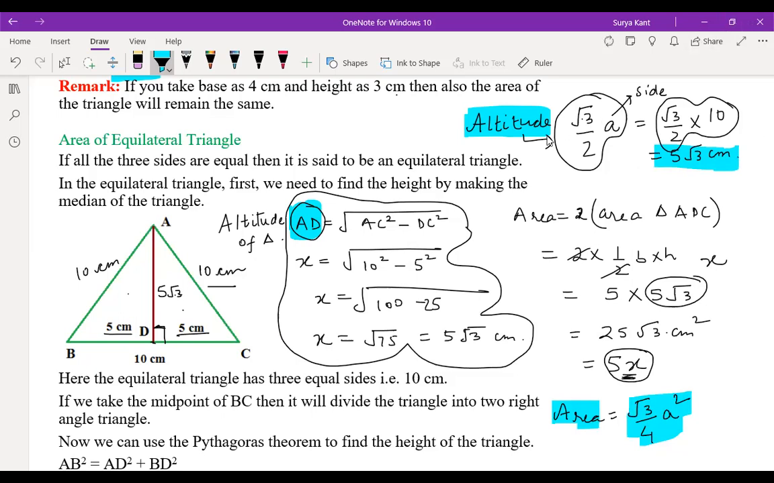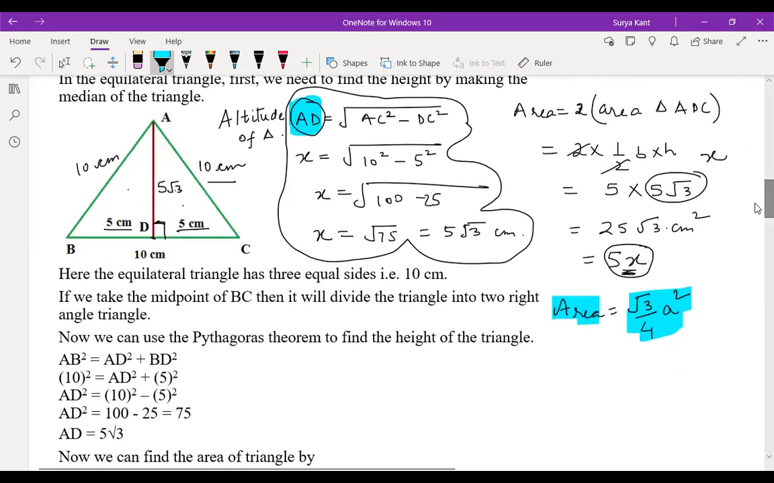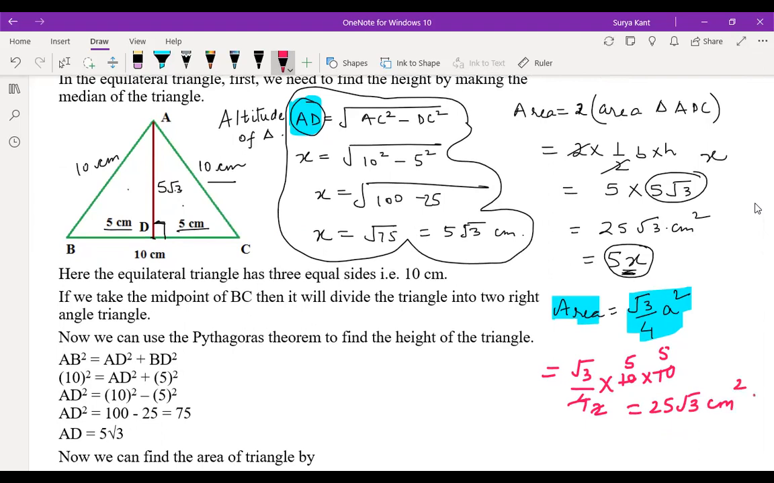So the altitude formula is root 3 by 2a, and to find the area, that is root 3 by 4a square. Now you put the value, and try to get the same answer. So here is root 3 by 4 into 10 into 10. So 2, 5, 2, 5. What do you get here? 25 root 3 centimeter square. Is it clear, children? Is it clear to everyone how to find altitude and how to find area of an equilateral triangle?